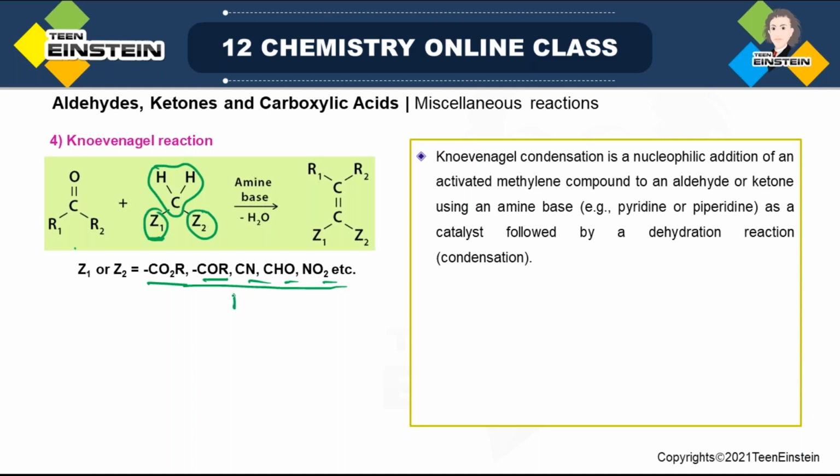Now you have to take an electron withdrawing group, because only if you take this type of groups, that is Z1 and Z2, they must be like this. Then only these two hydrogens will be acidic in nature, because when there is an electron withdrawing group and a negative charge obtained by breaking this hydrogen carbon bond, that negative charge will be very stabilized because of this Z1 and Z2. So that is the purpose why we have taken this type of molecule.